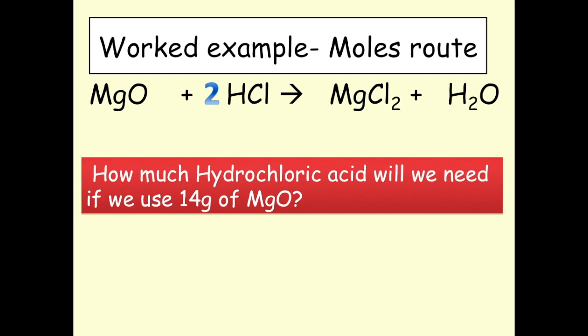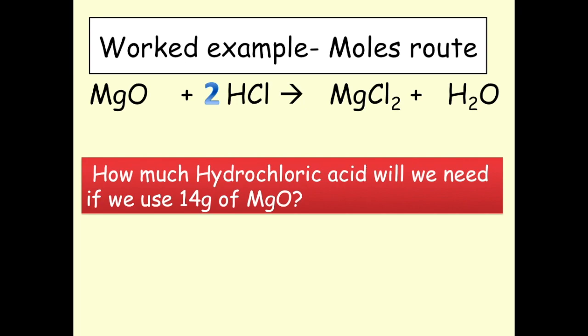Now, in terms of the moles route, what we need to understand here is that in the equation MgO plus 2HCl going to MgCl2 plus H2O, you're already talking about moles. That's what the number in front means. When it says 2HCl, it means 2 moles of HCl are going to react with 1 mole of MgO to produce 1 mole plus 1 mole of the products. Okay, so you can actually work this out with moles equals mass over RAM.